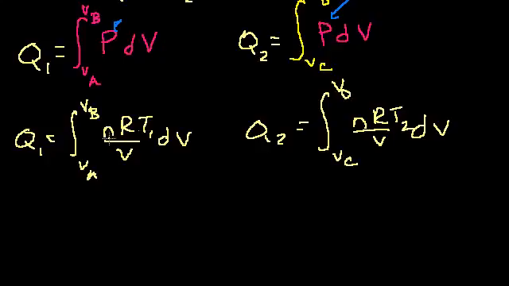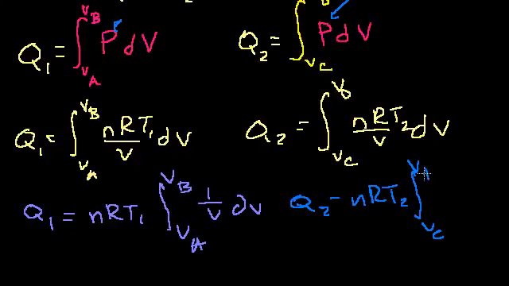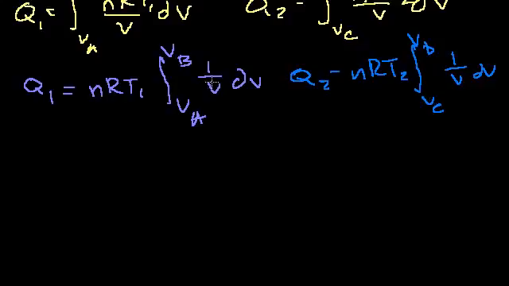Fair enough. So n is constant, R is definitely a constant, and n is just the number of molecules we have. And our temperature is also constant, so we can take it out of the integral. So we can rewrite Q1 as nRT1 times the integral from VA to VB of 1 over V dV. And Q2 we can write as nRT2 times the integral from VC to VD of 1 over V dV. All right, now this integral is fairly straightforward to evaluate. The antiderivative of 1 over V is the natural log of V.